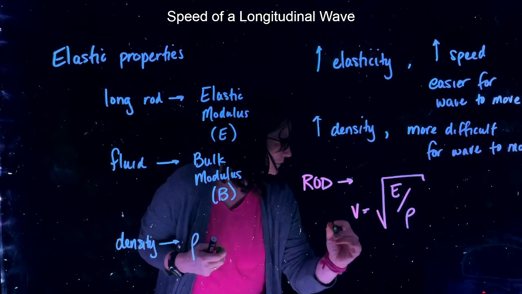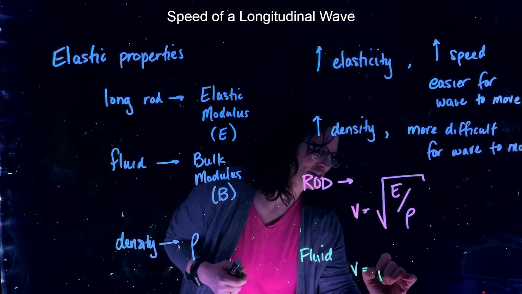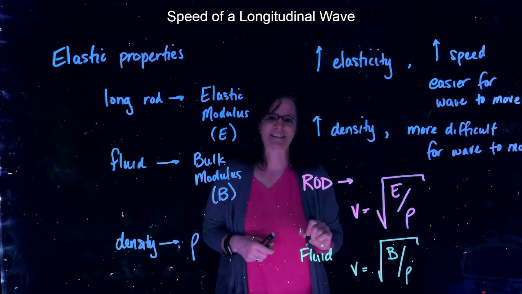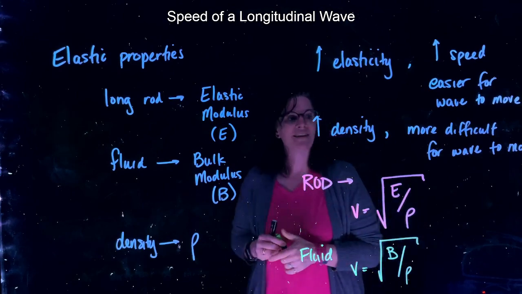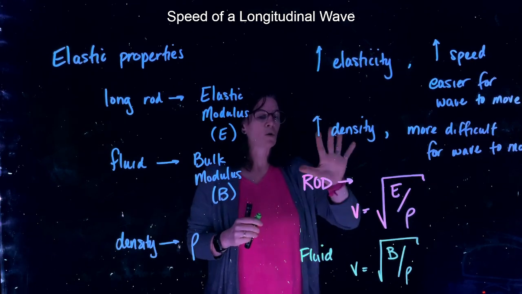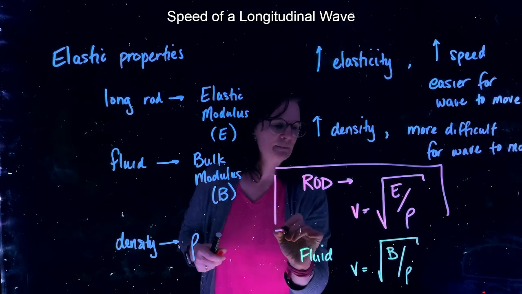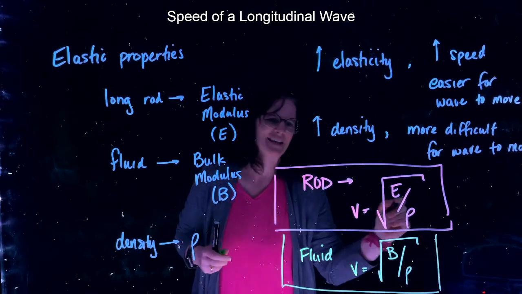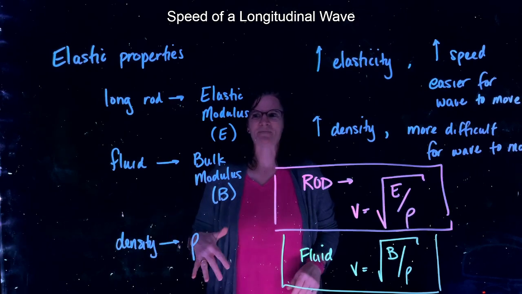And for a fluid, the velocity is going to look very similar, but we're going to use the bulk modulus instead of the elastic modulus. So for a fluid, the bulk modulus divided by the density of that fluid, and of course we take the square root of that. And so here are the two equations that we're going to use when we look at the speed of longitudinal waves. And I encourage you to check out the example problem on calculating the speed of a longitudinal wave. Good job.